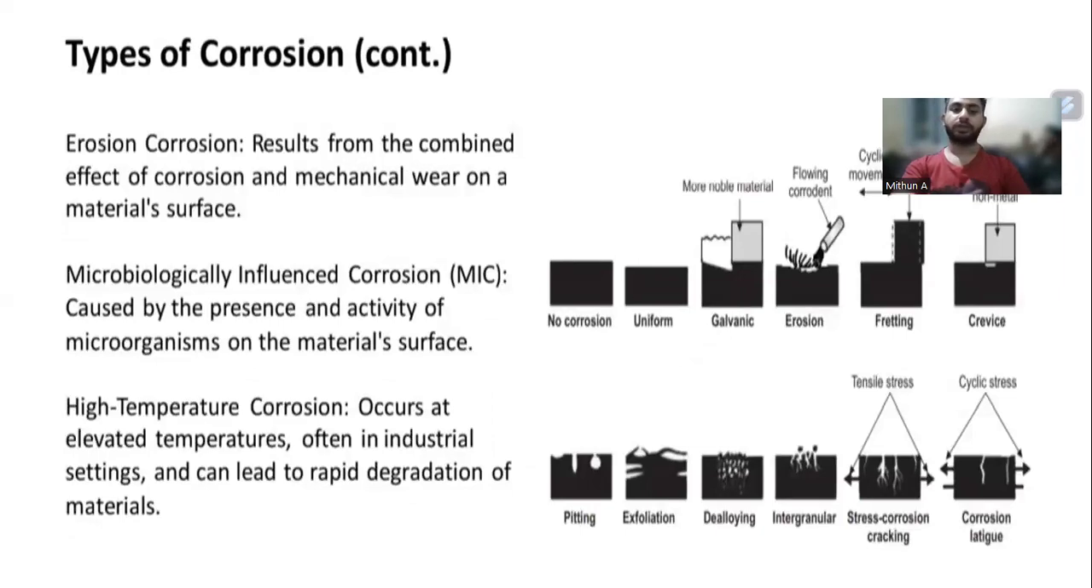Erosion corrosion results from the combined effect of corrosion and mechanical wear on a material surface. Microbiologically influenced corrosion, abbreviated as MIC, is caused by the presence and activity of microorganisms on the material surface. High temperature corrosion occurs at elevated temperatures, often in industrial settings, which can lead to rapid degradation of the materials.